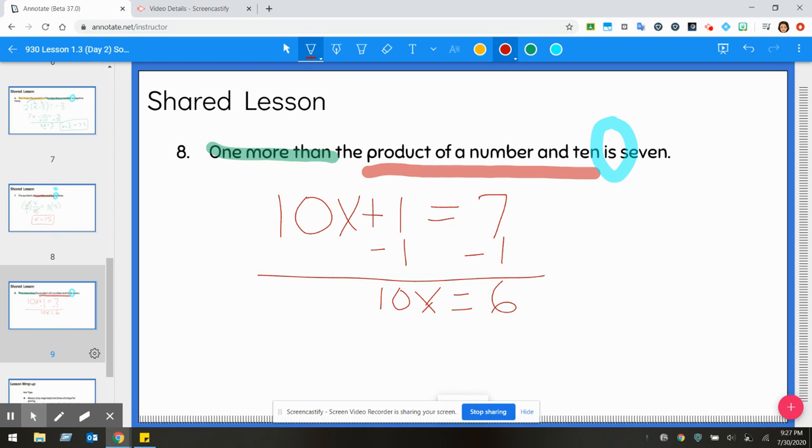Undo this operation of multiplication, 10 times x, by dividing both sides by 10. And you get x equals 6 tenths. Okay, always want to simplify. So that can simplify into 3/5 for our final answer.